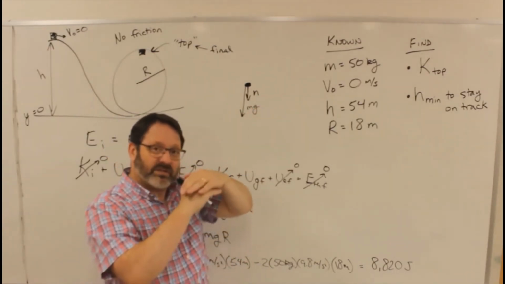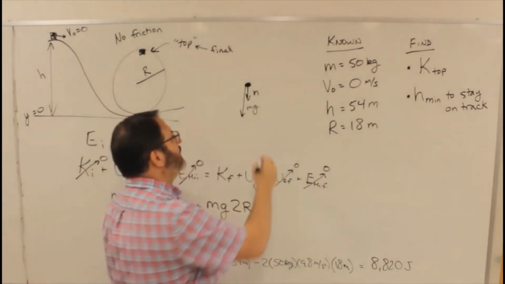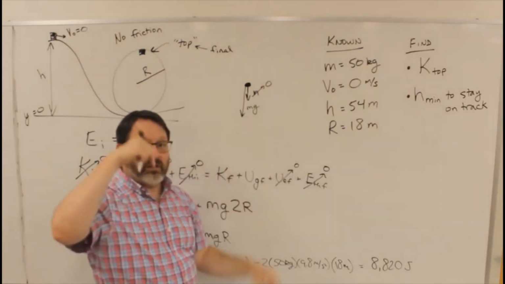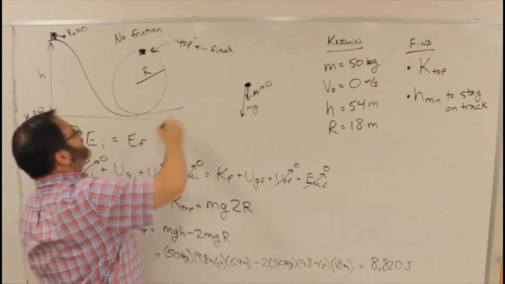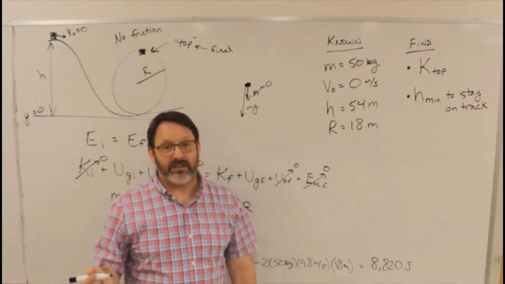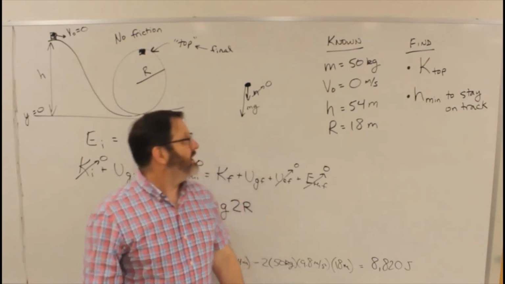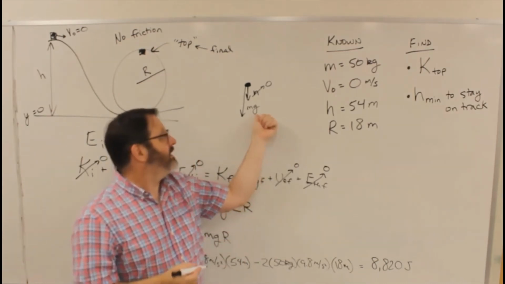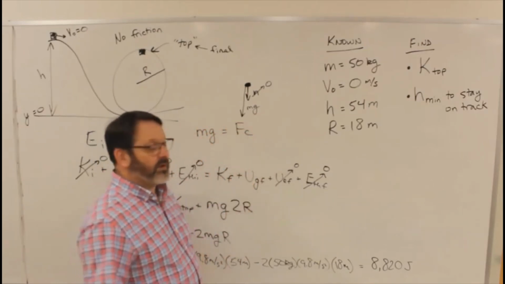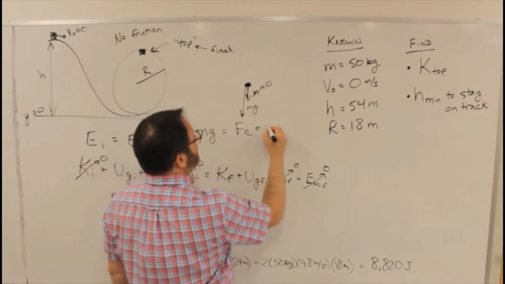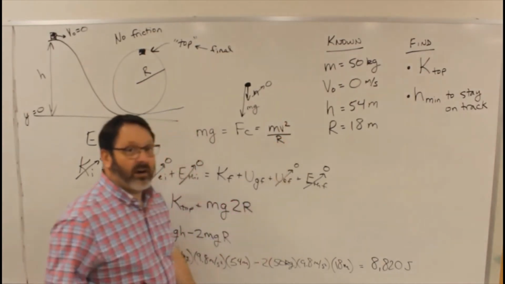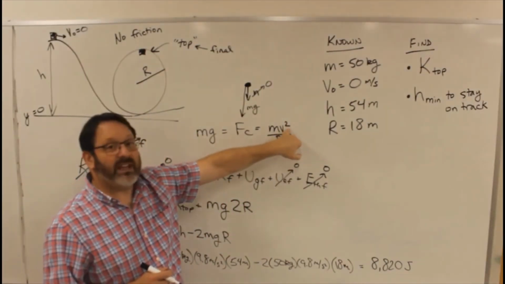The track isn't really pushing on them. So we're looking for the point where N equals zero. So gravitational force is the only force that's affecting it. It's moving in a circular pattern. So if it's moving in a circle, that means it's got centripetal acceleration caused by centripetal force. The only force that can be is mg. So mg has to be the centripetal force. And centripetal force is mv squared over r.